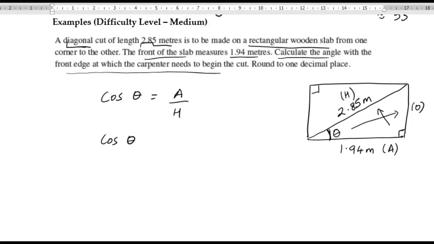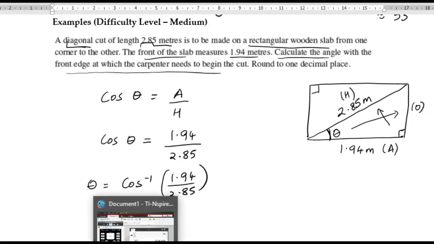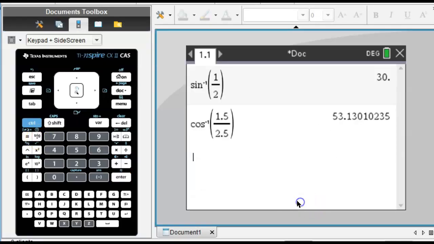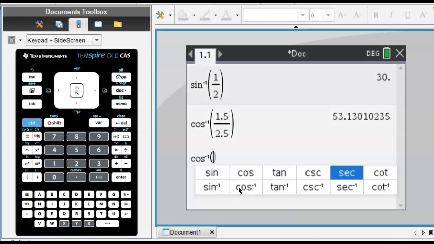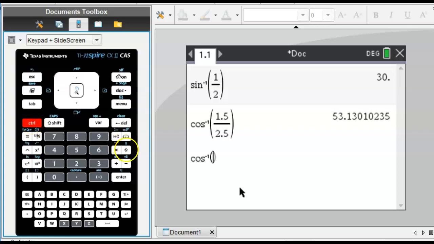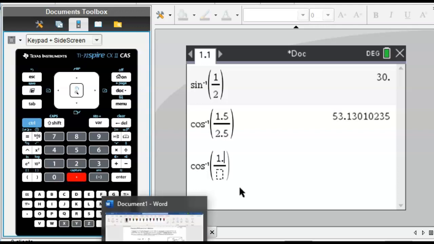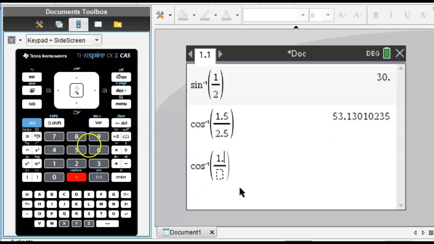Substitution, so cos theta equals 1.94 over 2.85, right? And to find theta, we've got to do cos inverse of that fraction. So 1.94 over 2.85. Right, so going back to my CAS calculator, right click button, and I'm selecting my cosine ratio. So control divide. I'm just going to go back and check that again. 1.94 and 2.85. So 1.94 over 2.85. Control enter. Right, gives me the answer as a decimal, so 47.10.